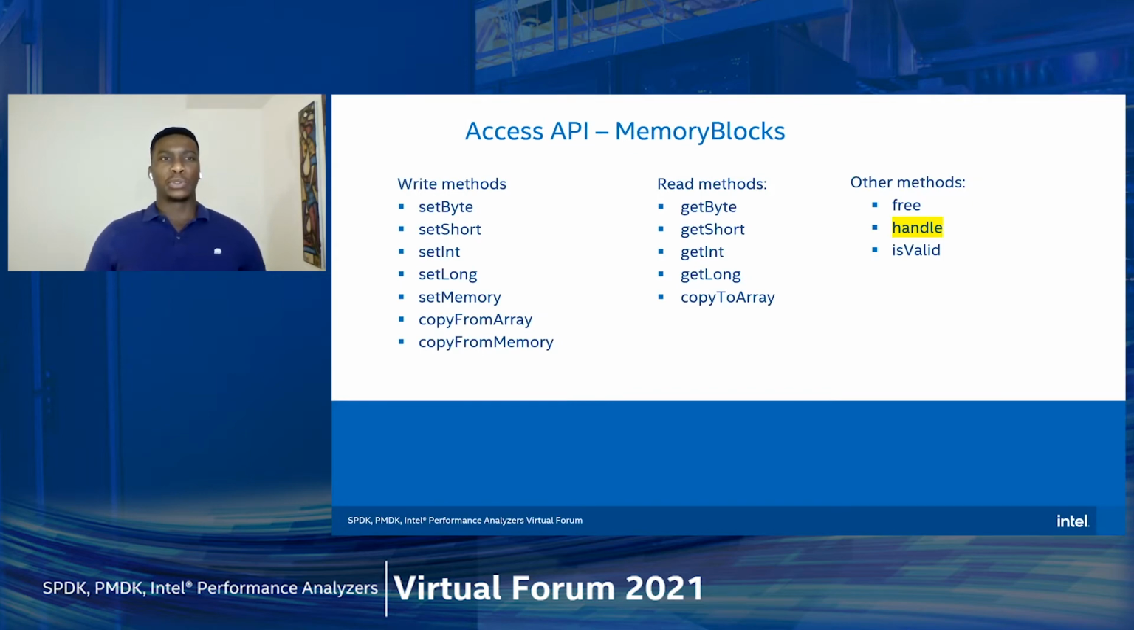This slide shows the access methods, the read and write methods that are available on memory blocks. I know I talked a lot about the writes. A typical write would be a set byte, short, int, or long, and a get byte, short, int, or long. We also have copy methods that copy memory from a byte array to a memory block, or from a memory block to a byte array. You can also copy memory between memory blocks. Other methods include a free method, handle, and isValid.